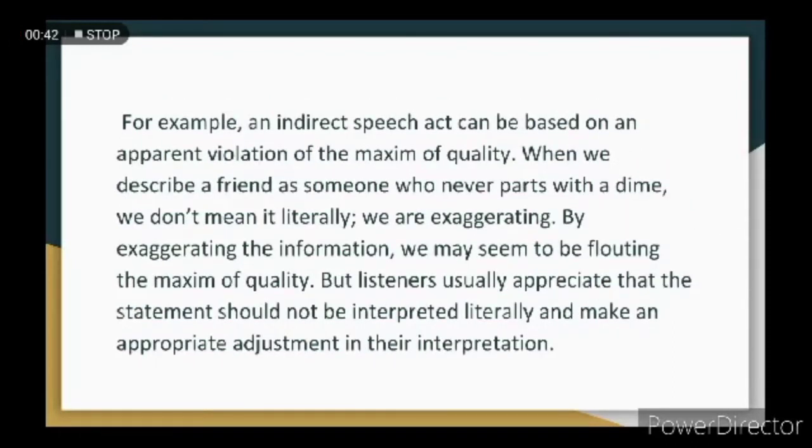For example, an indirect speech act can be based on an apparent violation of the maxim of quality. When we describe a friend as someone who never parts with a dime, we don't mean it literally. We are exaggerating. By exaggerating the information, we may seem to be flouting the maxim of quality. But listeners usually appreciate that the statement should not be interpreted literally and make appropriate adjustments in their interpretation.